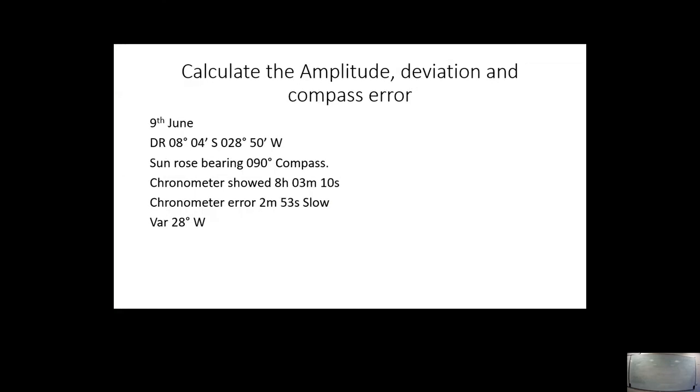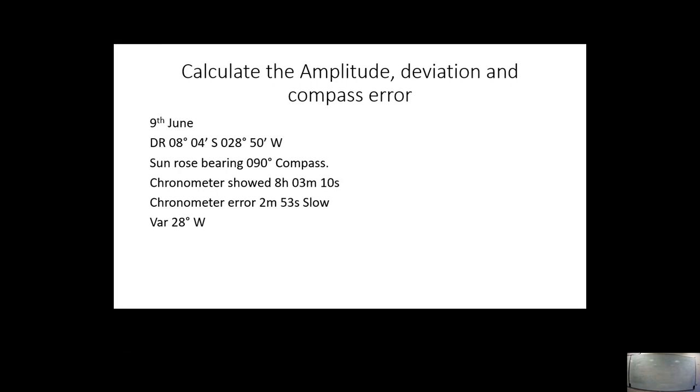Now, in the question, it's given us the DR position. Okay, so we know where we were. So what we're going to do is say, right, my DR position was 8 degrees, 4 minutes south, and 028 degrees, 50 minutes west. It's always a good idea to try and visualize that by writing it down a bit more, to make you a bit more aware of the situation.